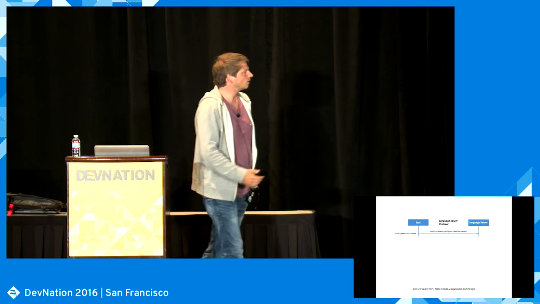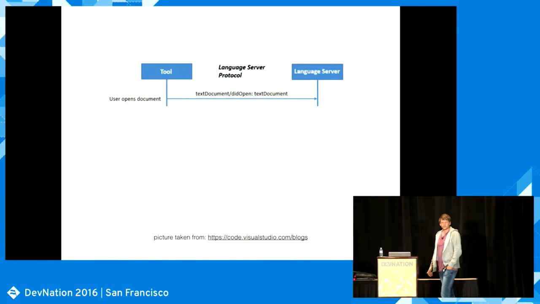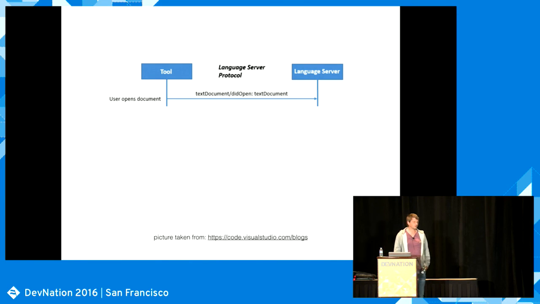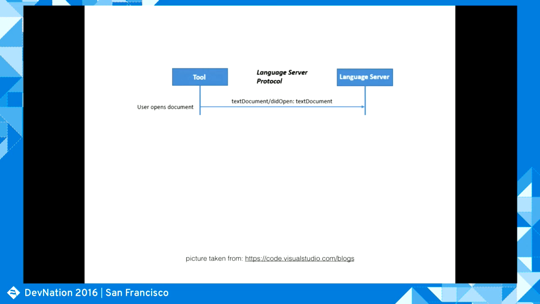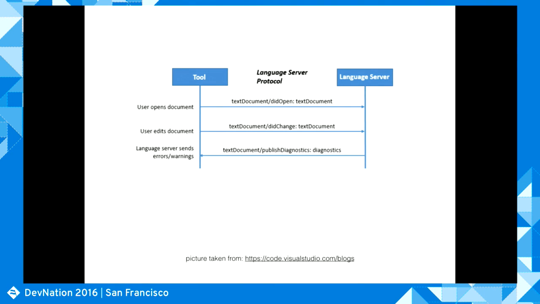A quick overview of how the language server protocol works technically, just in case someone wants to build something with it on the client side or on the server side. So there's the tool and the language server talking to each other. The first thing that happens is, when you open an editor, the tool sends a didOpen notification to the language server, so it can open up the buffer and load the information. Then when the user edits, it gets an update. So it's really like a document buffer on the server.